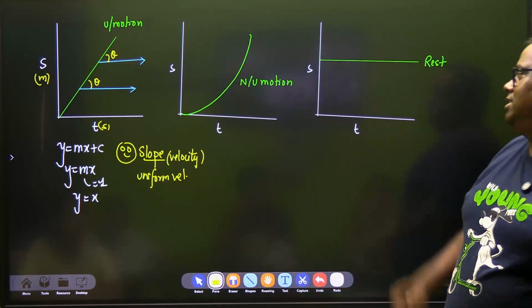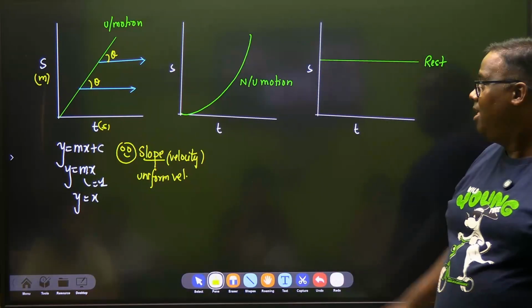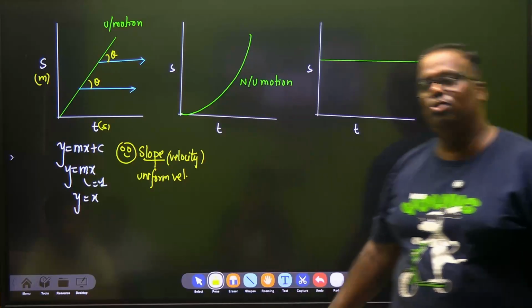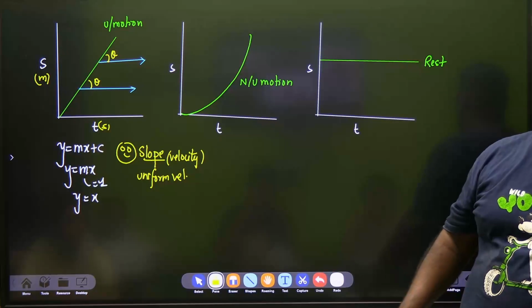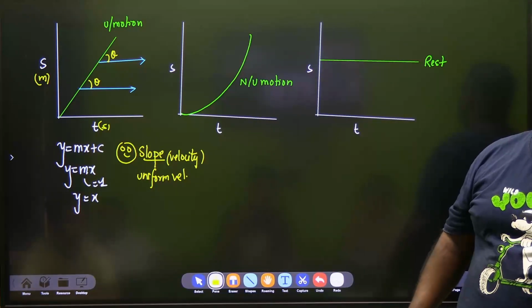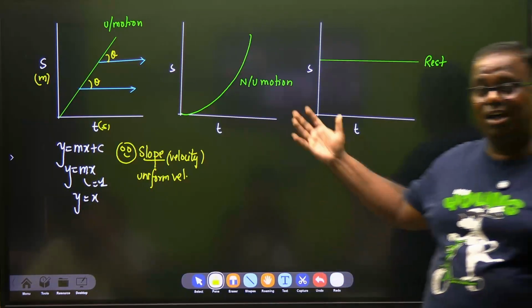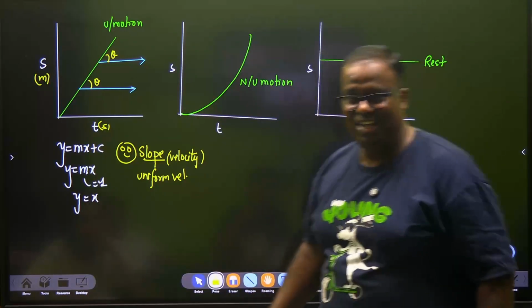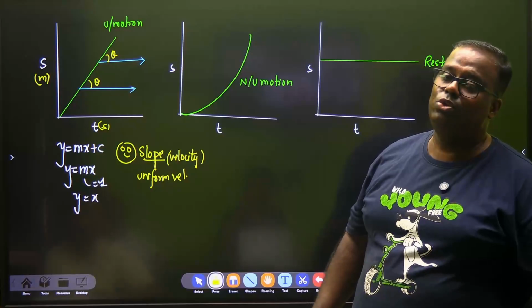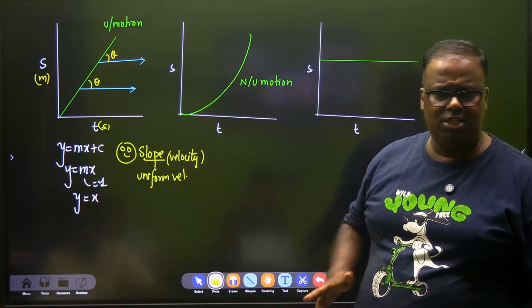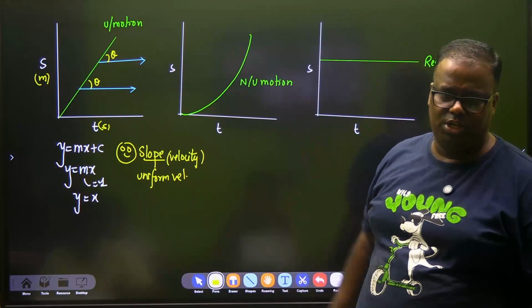Now the question arises, sir, what about this non-uniform? Can we calculate slope here? Yes, this is the heart of differential calculus. How to calculate slope for a curve? And what will slope tell me? Slope is going to tell me the nature. First of all, this is non-uniform motion.